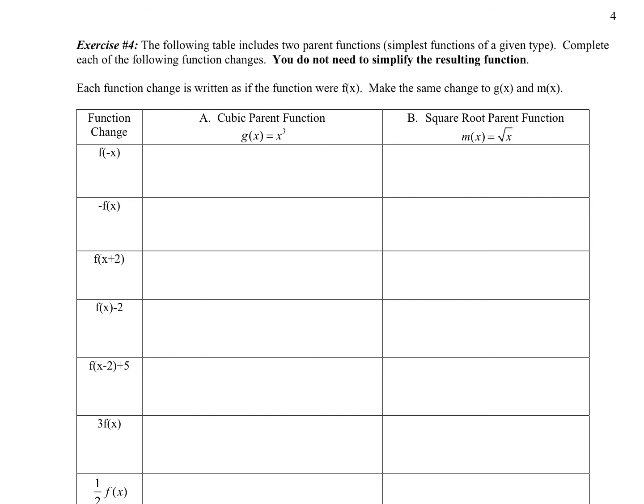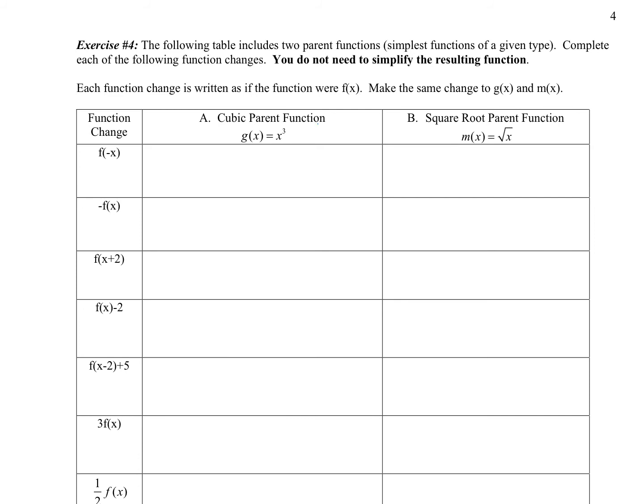So it says the following table includes two parent functions, simplest functions of a given type. So that's what a parent function is, and you'll see below. Complete each of the following function changes. You do not need to simplify. So we were simplifying on the other page. Here we're just going to change it and leave it. As I said, kind of heading more towards the transformations.